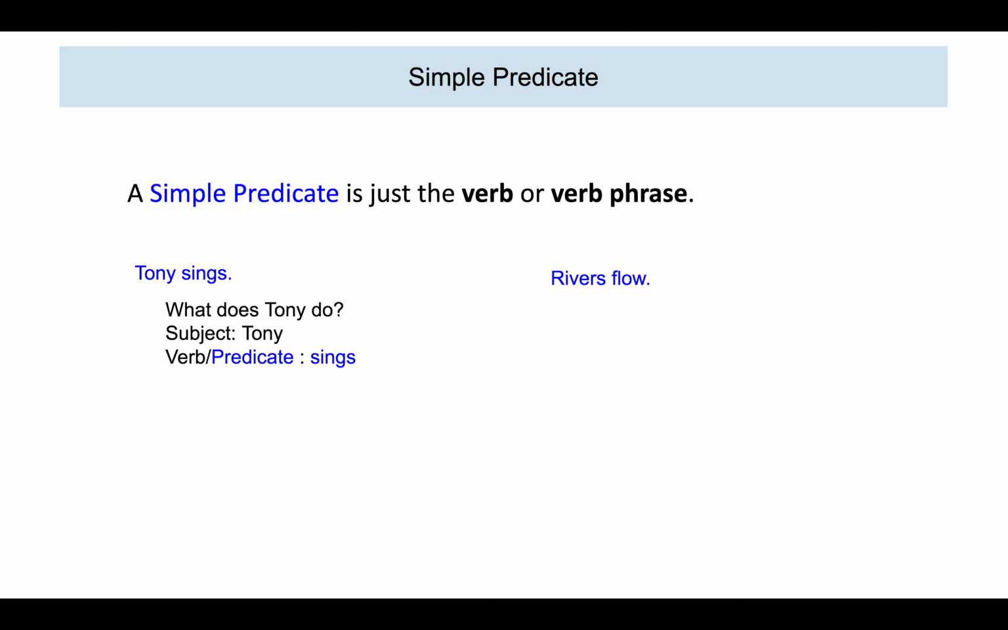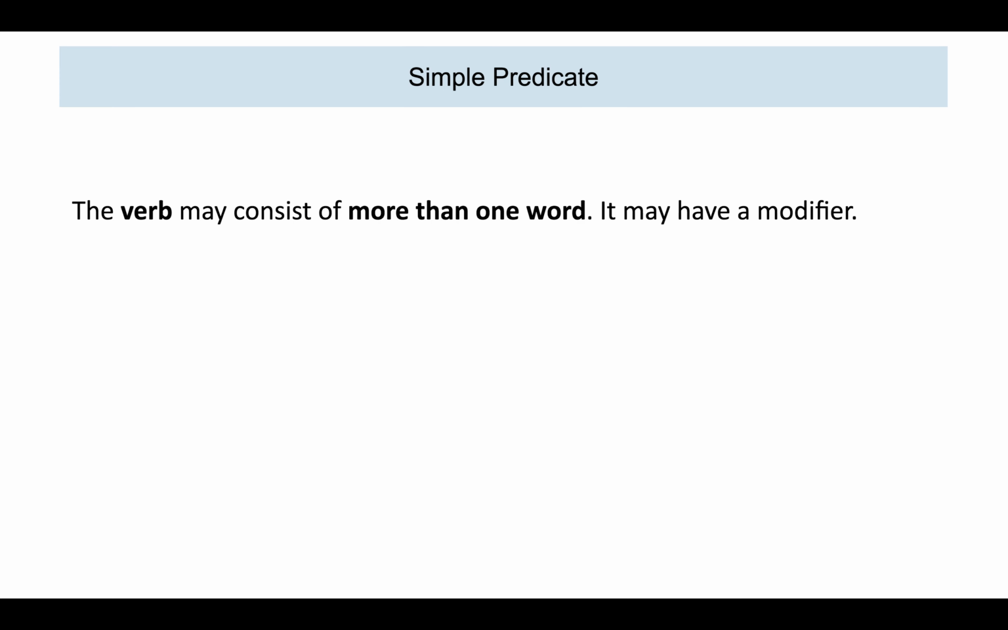Let's take another example. Rivers flow. The subject is rivers and predicate is just one word, flow, which is the verb. Now, sometimes the verb can be more than one word. It may have a modifier, something which describes it. Let's see. The sun shone brightly. Now, even if you say the sun shone, it's fine because the verb will be shown.